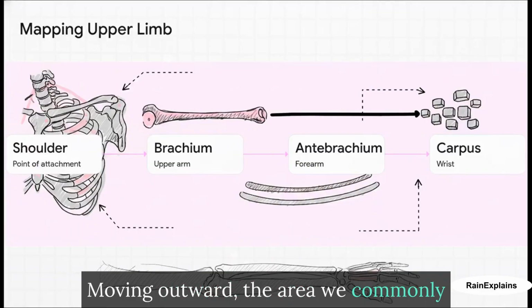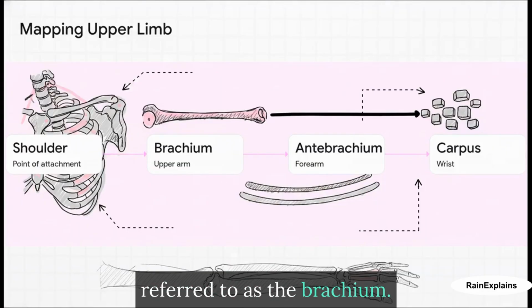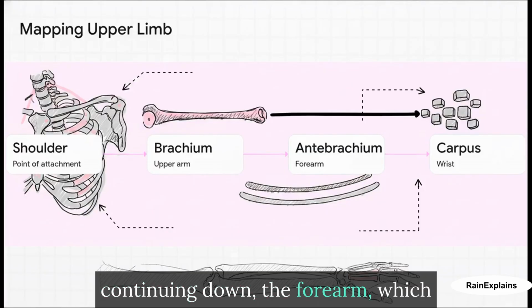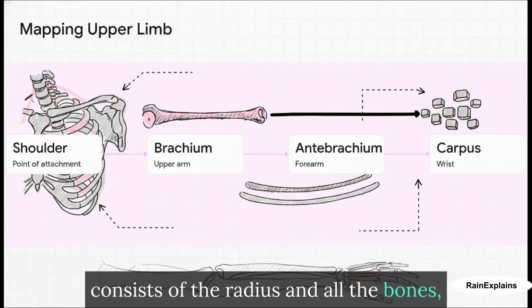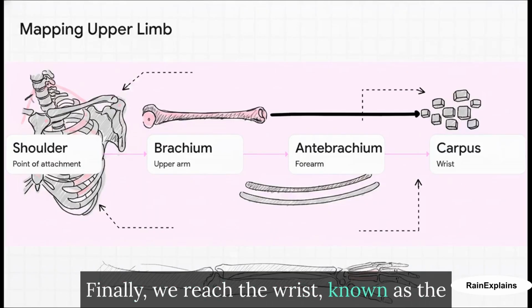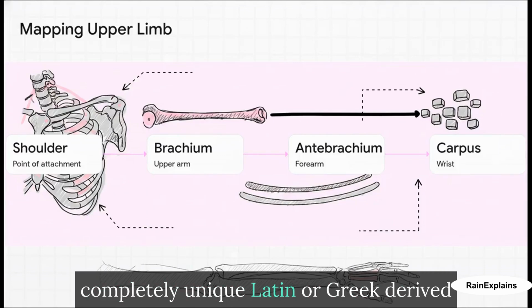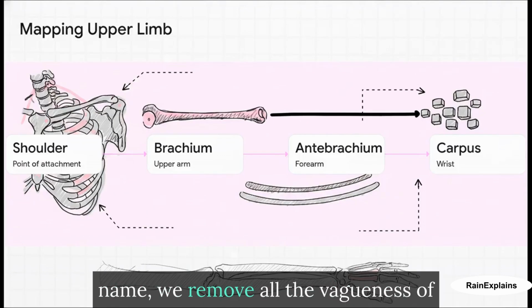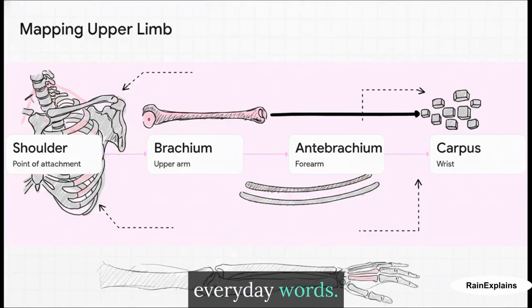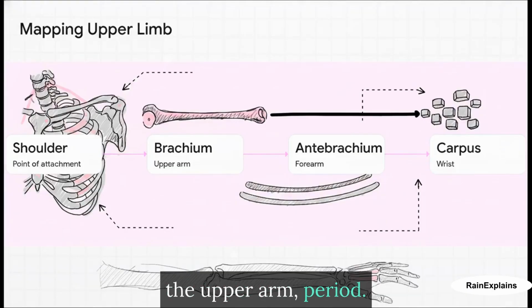Moving outward, the area we commonly call the upper arm is anatomically, strictly referred to as the brachium. Continuing down, the forearm, which consists of the radius and ulna bones, that's called the antebrachium. Finally, we reach the wrist, known as the carpus. By giving each specific segment a completely unique Latin or Greek-derived name, we remove all the vagueness of everyday words. If a clinician says brachium, they mean the upper arm, period.